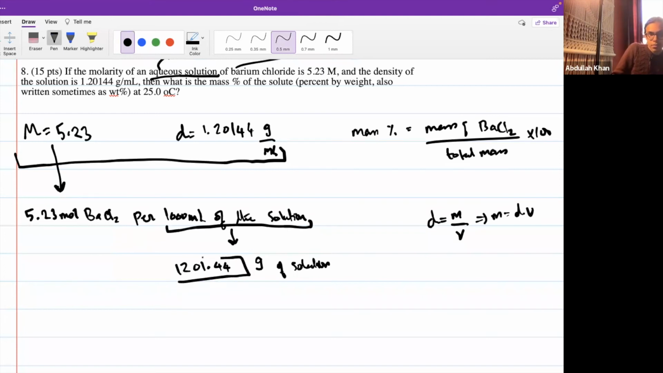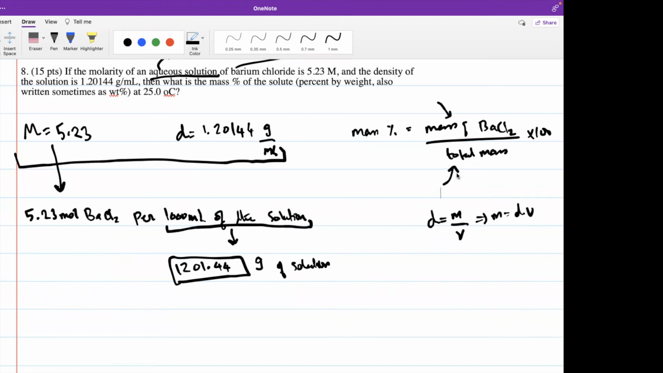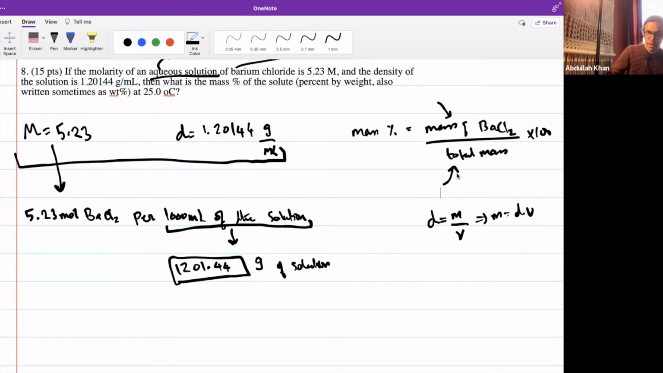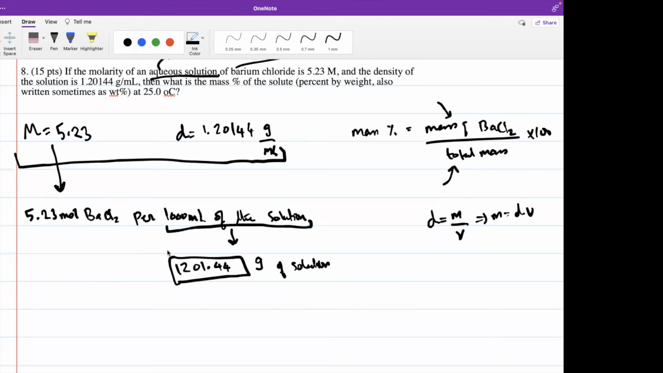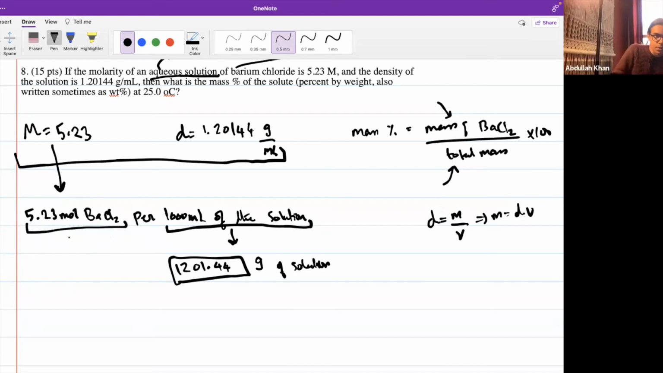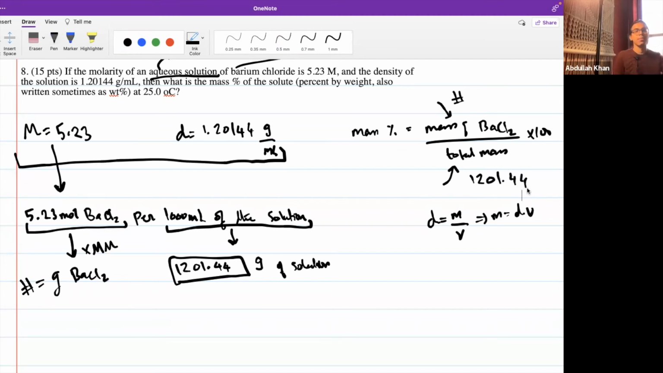Where does this go? Here or here? Up or down? Down. Total mass is mass of the solution. And how do we figure out the mass of BaCl2? From the mole formula. We know how many moles there are. Multiply that by the molar mass of barium chloride. You get the grams of barium chloride. Let's call that some number, and that goes up here. Times 100, and you're done.